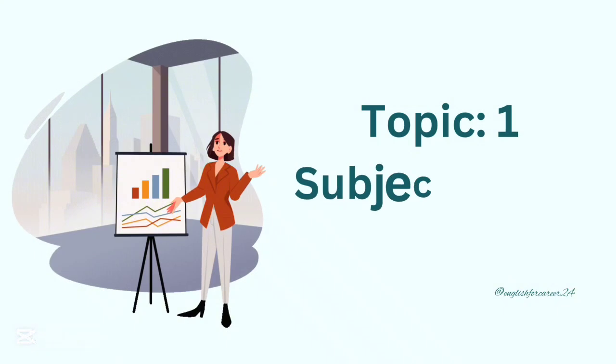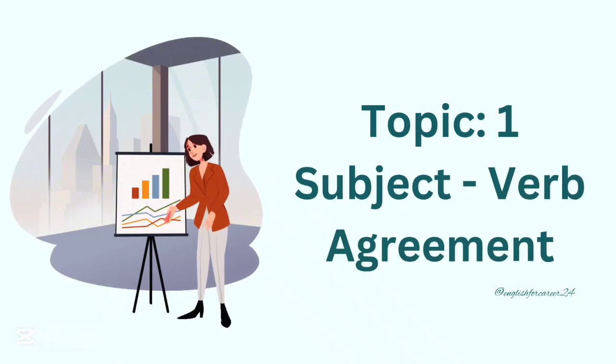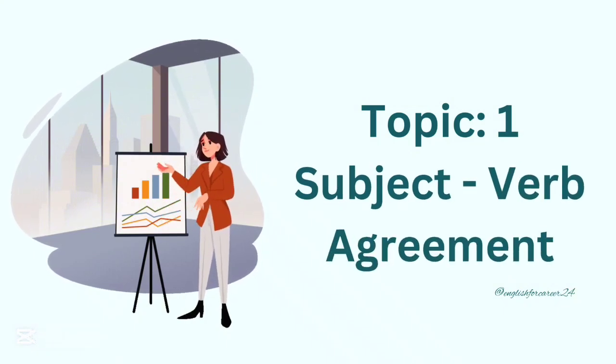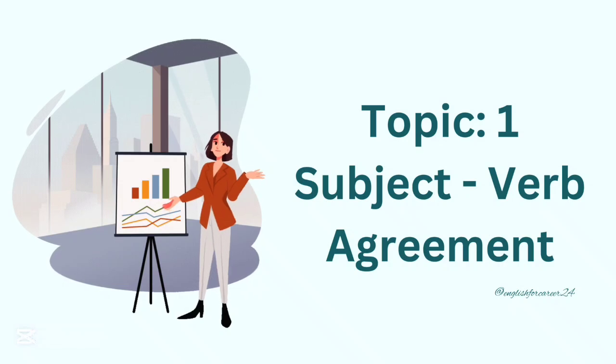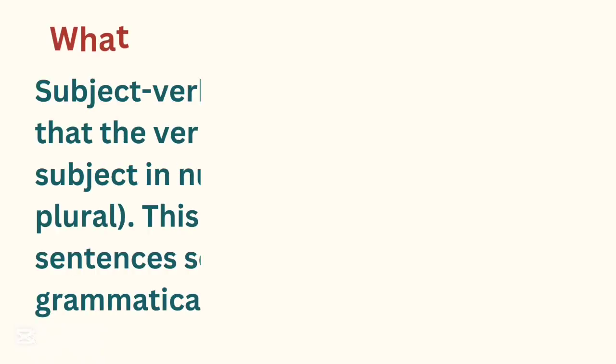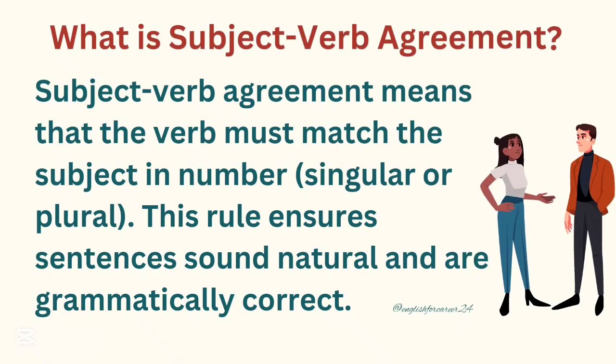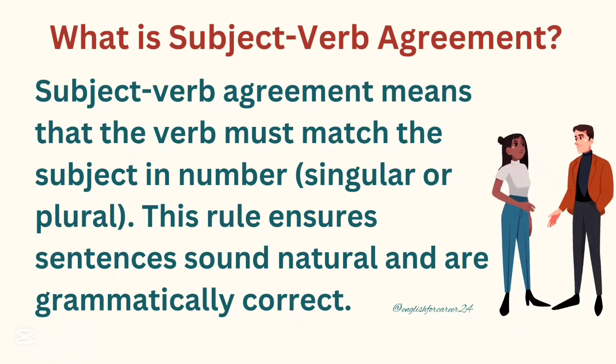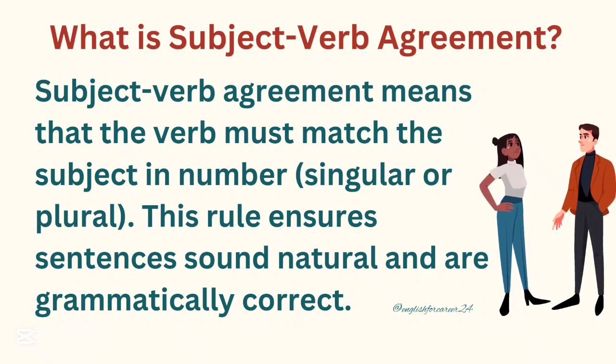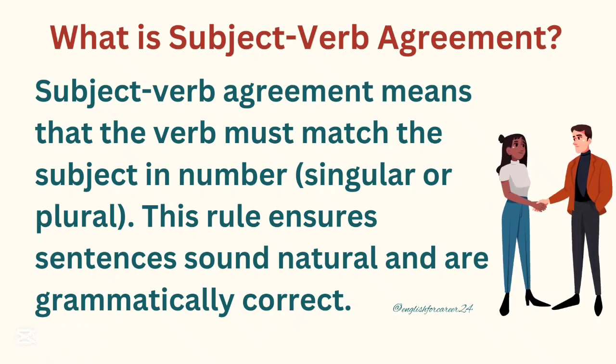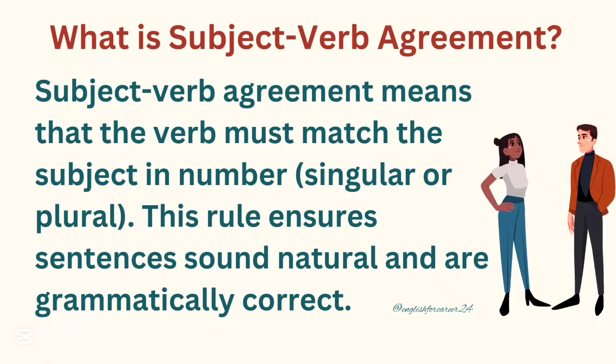Topic 1. Subject-verb agreement. What is subject-verb agreement? Subject-verb agreement means that the verb must match the subject in number, singular or plural. This rule ensures sentences sound natural and are grammatically correct.